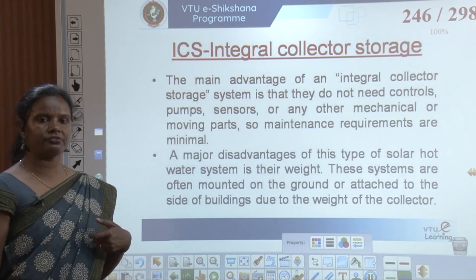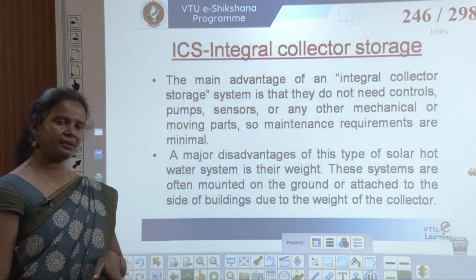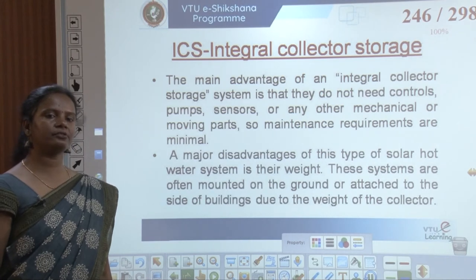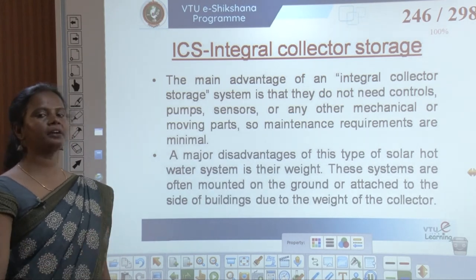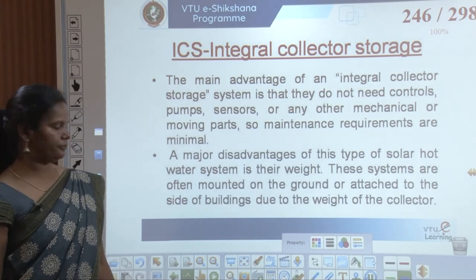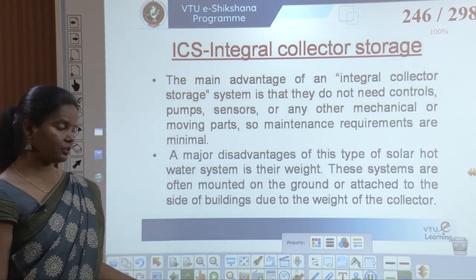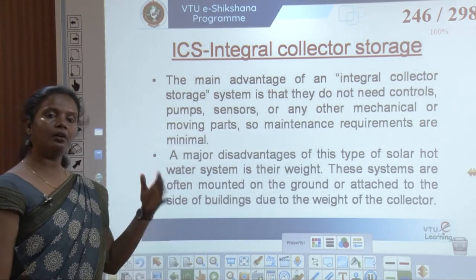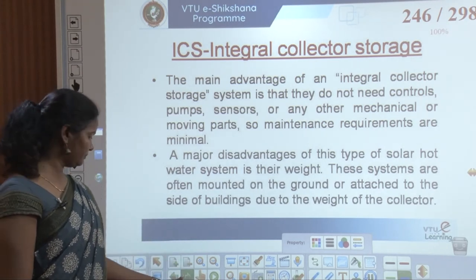These systems are often mounted on the ground. It has to be mounted on the surface or attached to the side of the buildings. On the side of the building you can attach it, because of its heavy weight. If it is lying on the roof like that, it may collapse. So it has to be attached on the ground or towards the side of the building.